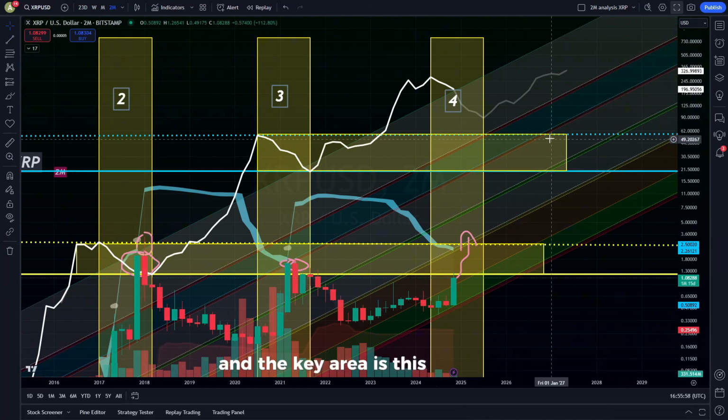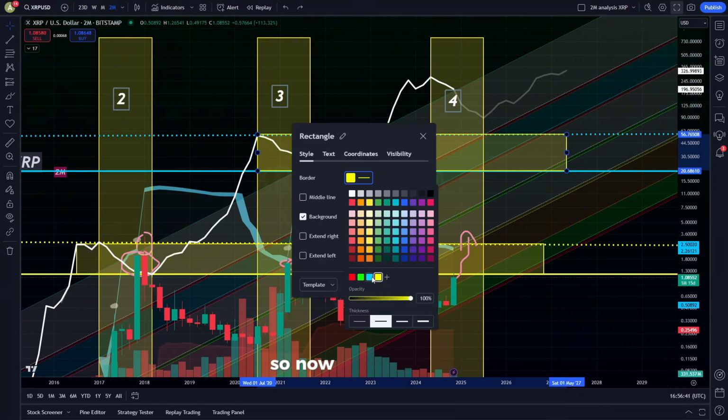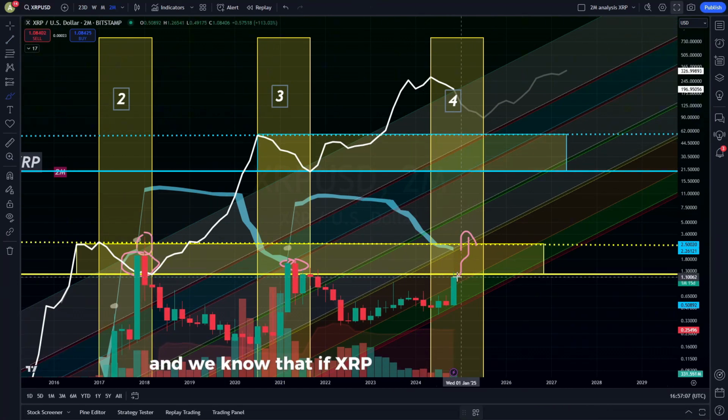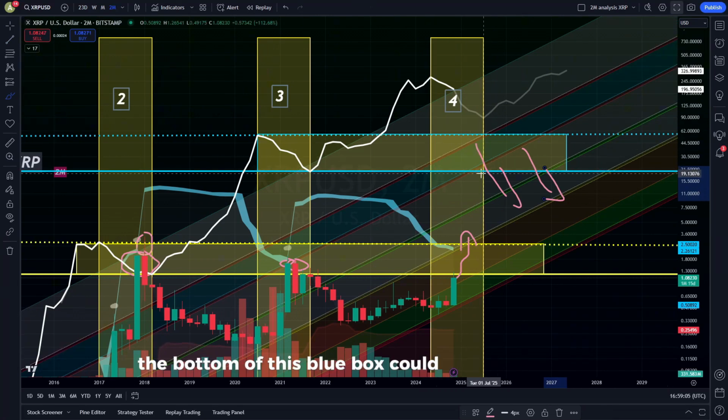And the key area is this blue box. Oh, sorry guys, it wasn't blue, so now it's blue, okay? So I'm talking about this blue box, right? Between the two blue lines. And we know that if XRP pierces through this area, of course, guys, we will be rejected to the downside. So if you are very pessimistic, the bottom of this blue box could be a good target for you. And of course, if you are more optimistic, it will be the top of the box.